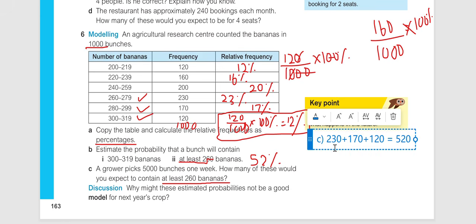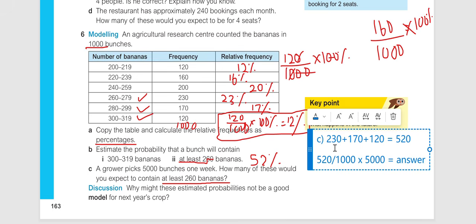520, right? Now, how am I going to find the relative frequency for this? It's going to be 520 divided by 1000. That is for 1000 bunches. Okay, so I need to find the answer for 5000 bunches. Is it clear? Yes. This is going to give you the answer.